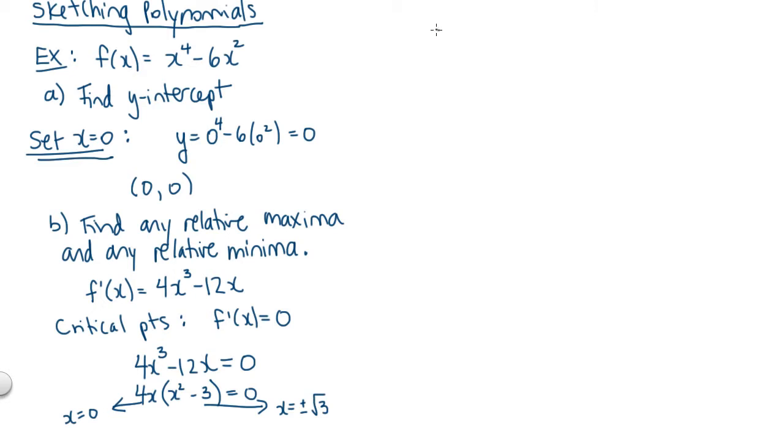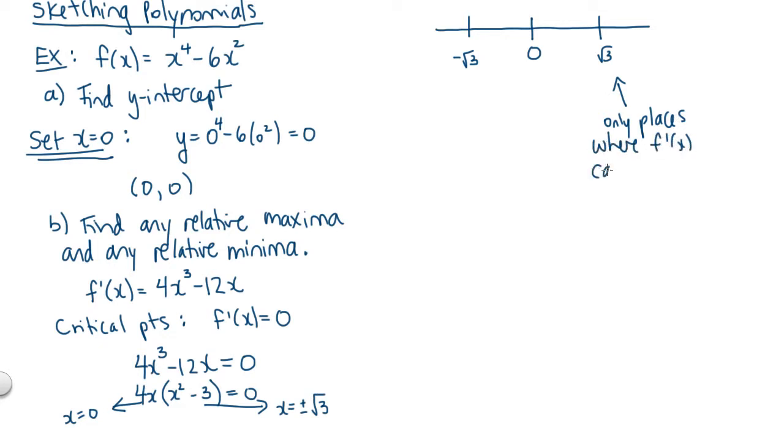Now what we're going to do is make a little chart here. Let's make a number line. Okay, we're going to put our 3 critical points on here. So we've got 0 in the middle, we've got root 3 over on the right side here, and there's our negative root 3. Now these numbers here, these critical points, these are the only places where our derivative, f prime of x, can change signs. These are the only places where our derivative can move from being positive to negative or negative to positive.